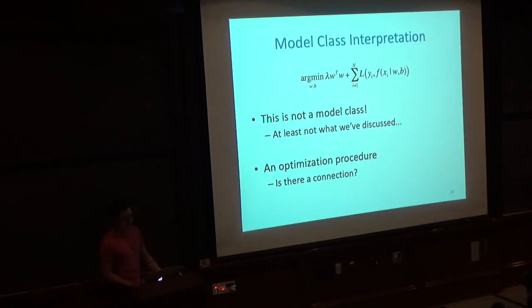However, this is not a model class, at least the way we're interpreting it right now. It's an optimization problem. So is there a connection between the model class and the optimization? Anyone have any ideas? I mean, I'll tell you in the next slide, but.